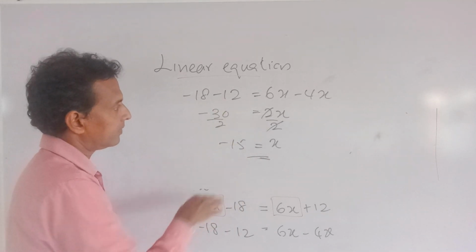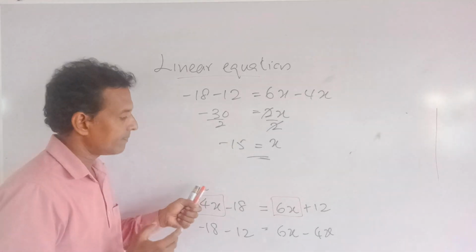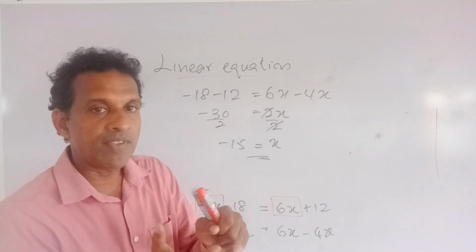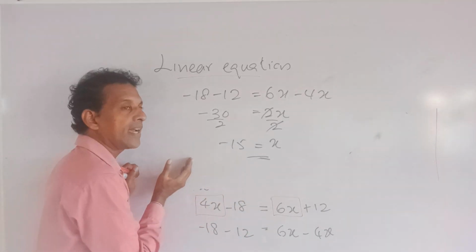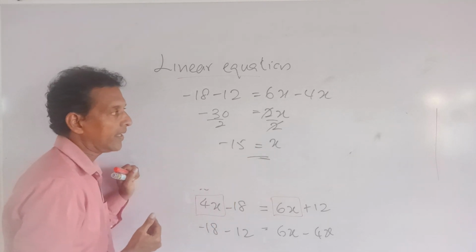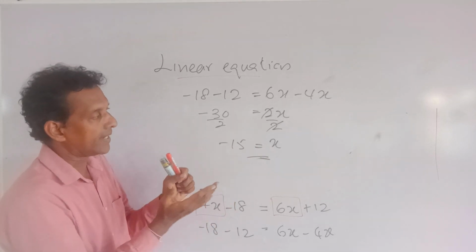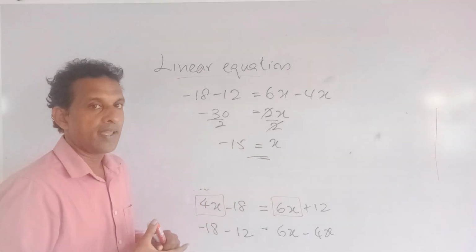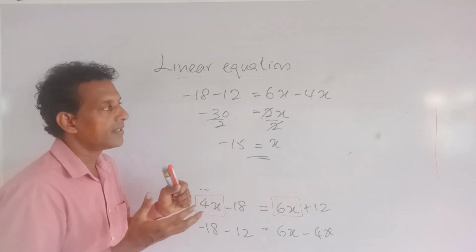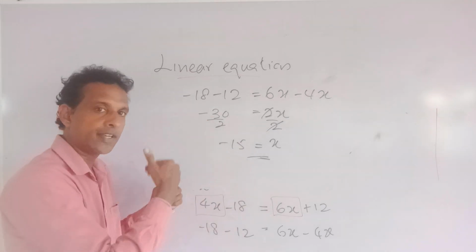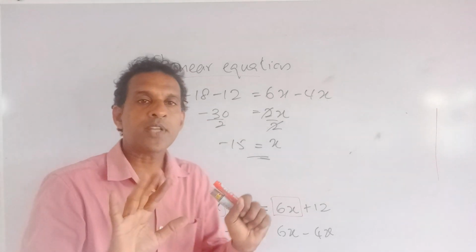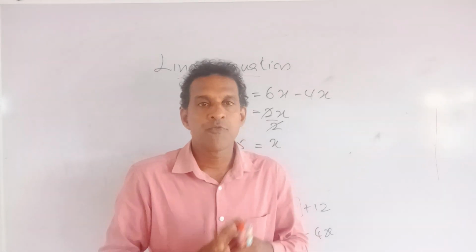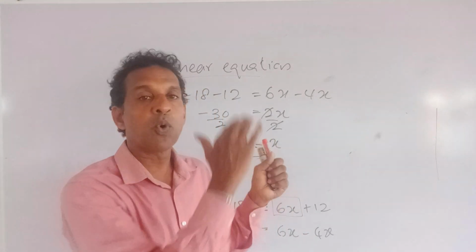So I hope that you understand this very well. You can see, when we have denominators, remove the denominator. When we have brackets, then remove the brackets. And then move all the variables and like terms to one side. So this is how we solve when we have the variable on both sides.